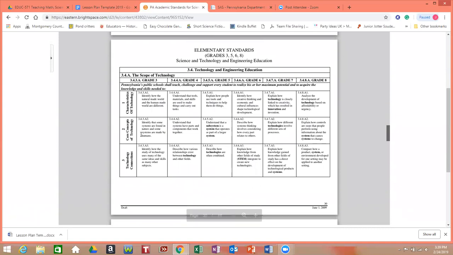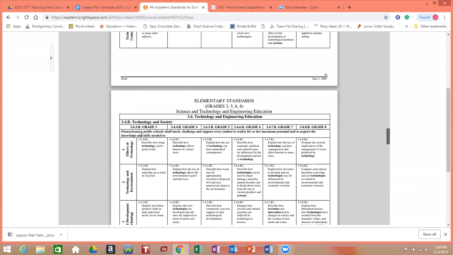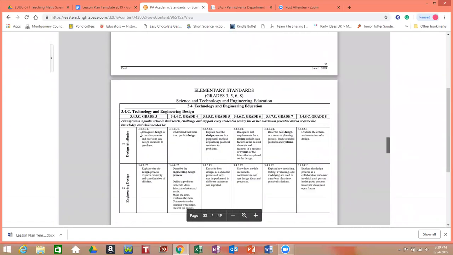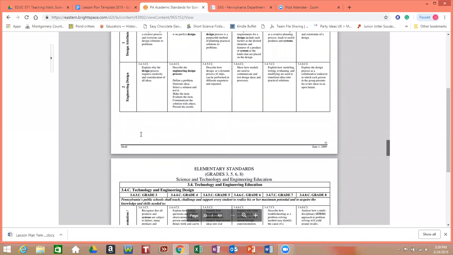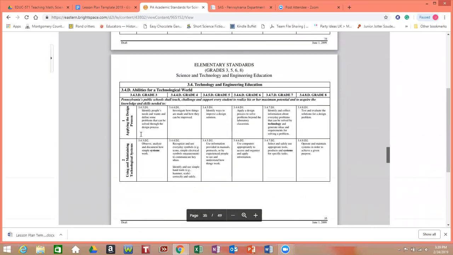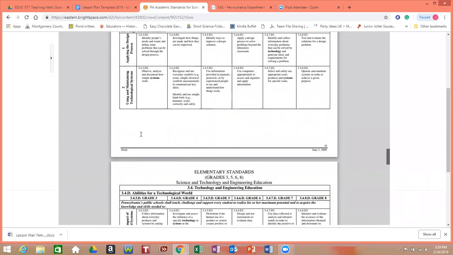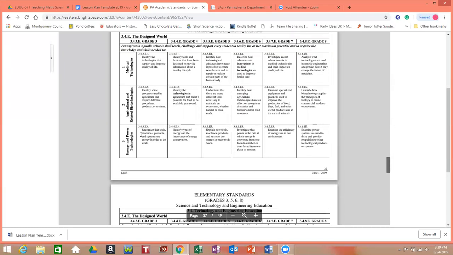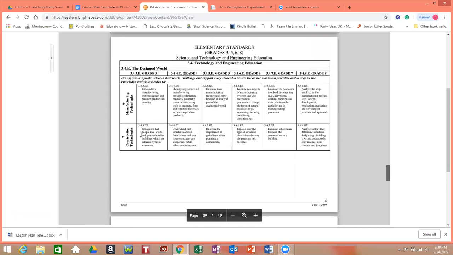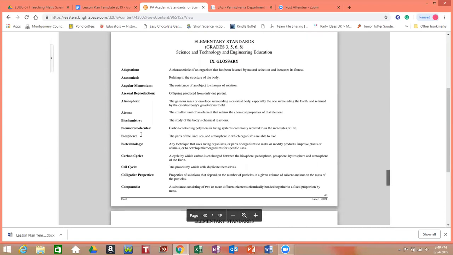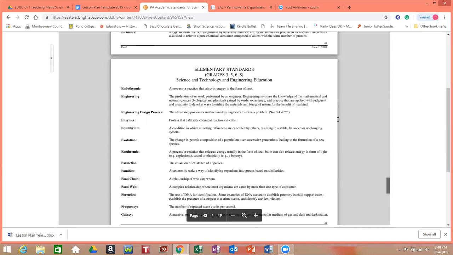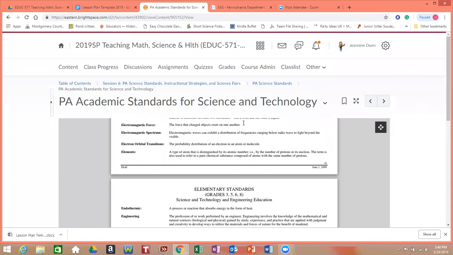And then we get into the technology and engineering education standards. A here is the scope of technology. B is technology and society. C is technology and engineering design. And then D is abilities for a technological world. E is the designed world. And that would be it for the standards. They give you a glossary here too, which is also helpful for knowing what they want. All right, so that's just how to generally read those.